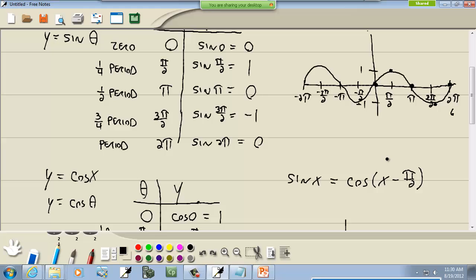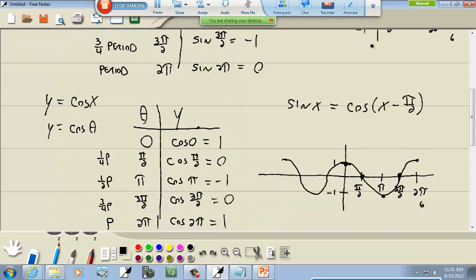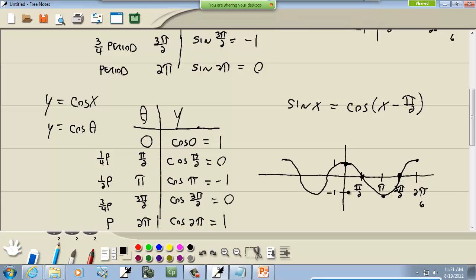Some other things to notice is here's my high point, 1, and here's my low point, negative 1. We're going to use the amplitude to help us figure out how high it goes and how low it goes. It goes forever in both directions, so the domain is always all real numbers. Your range, though, will be between negative 1 and 1, including those values. Same here. 1's my high point, negative 1's my low point, and it goes forever in both directions. So domain is all real numbers, and range is negative 1 to positive 1.